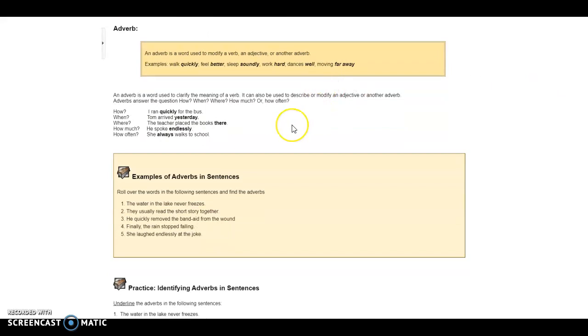Once you're comfortable with adjectives, we'll move on to another descriptive word, and that's adverbs. Adverbs describe verbs. So adjectives describe nouns, adverbs describe verbs. Adverbs can also, on occasion, describe adjectives or other adverbs. And we'll, of course, start with some examples.